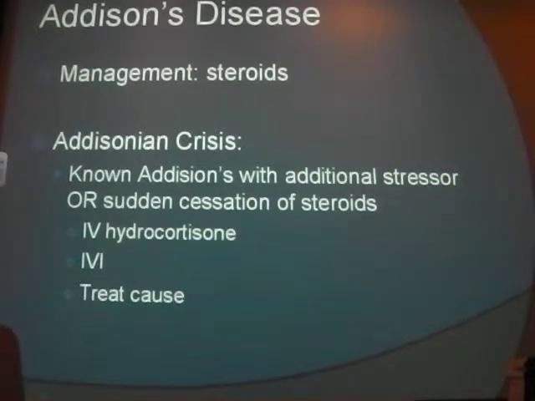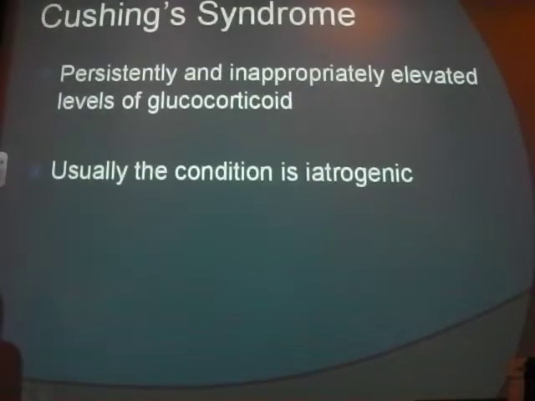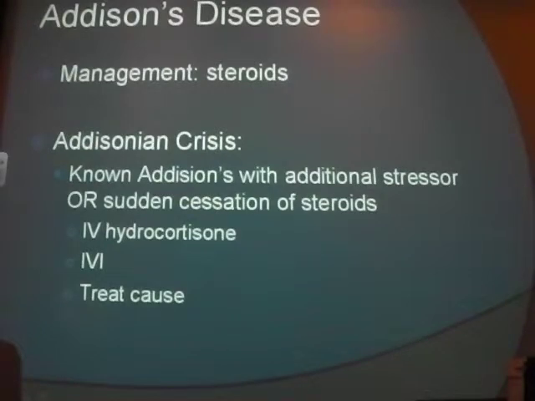Addisonian crisis: generally with known Addison's with an additional stressor, or due to a sudden cessation of steroids in a patient who doesn't have known Addison's. So you're going to treat it with IV hydrocortisone, IV fluids, and treat the underlying cause. I probably don't need to know this, but just to get an image of it, how much do you give them as a daily dose? About 10 milligrams a day is general, but then it's very patient dependent. They'll be under follow-up by endocrinologists and they'll adjust the regime according to tests as they go.